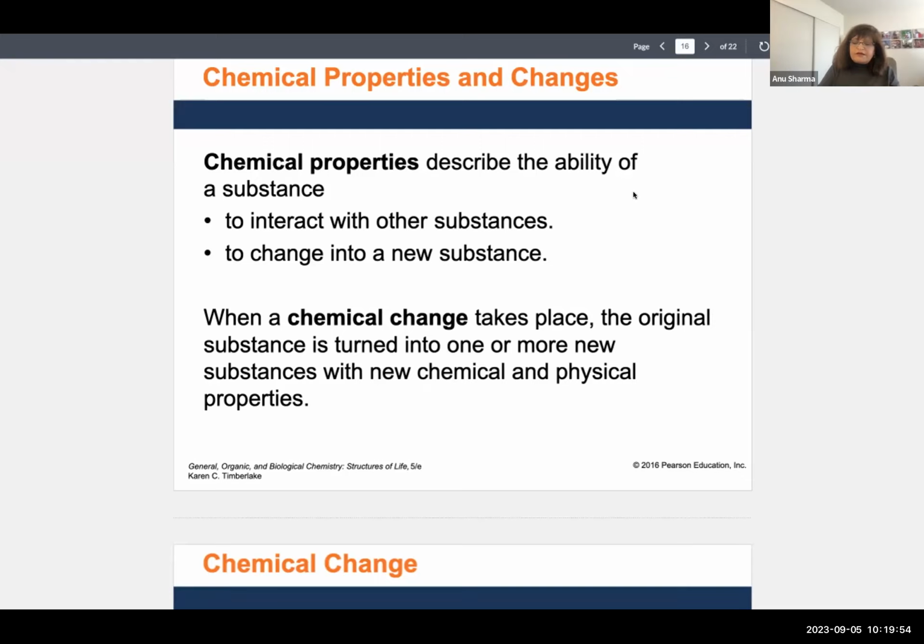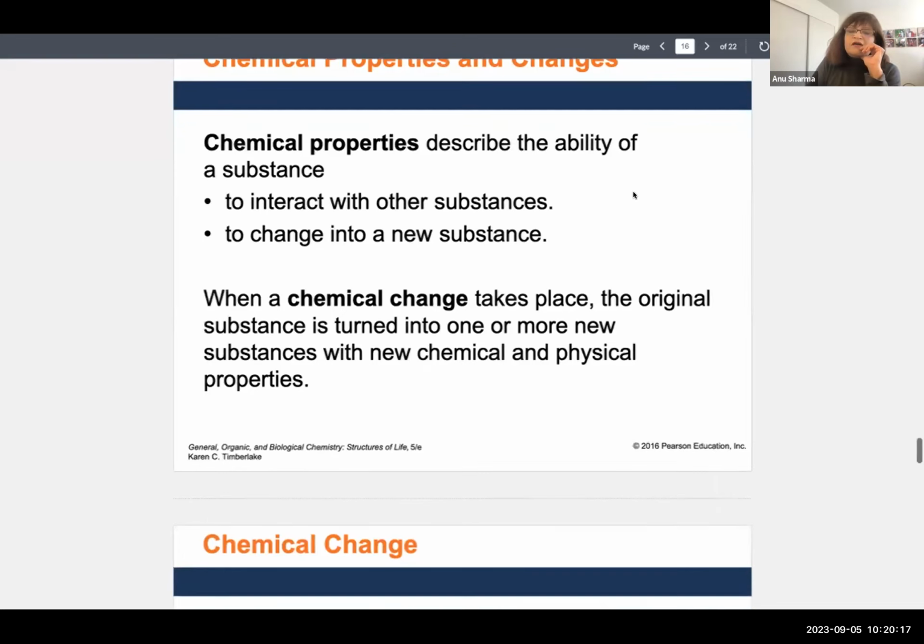Okay, next is the chemical change, and always a new substance is formed. So whenever a chemical change occurs, the original substance loses its identity. All the properties of the original substances are lost.